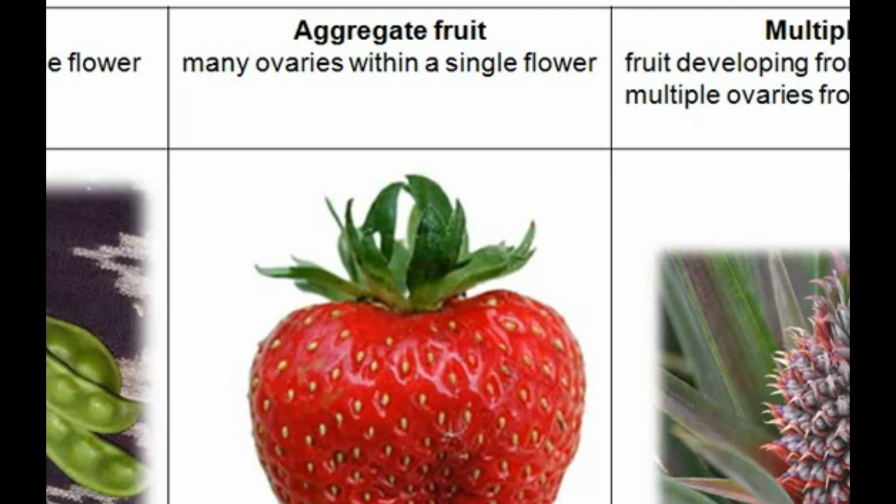Aggregate fruits develop from many ovaries within a single flower. Strawberries are examples of aggregate fruits. Many ovaries develop on a common receptacle. The ripened receptacle is actually the red, fleshy, sweet tissue of the strawberry, and the tiny little brown spots are actually the dried carpels with the seeds housed within.